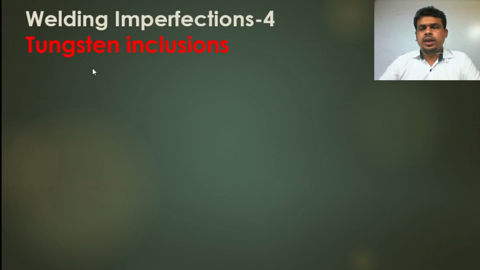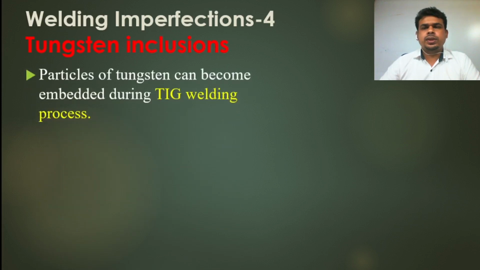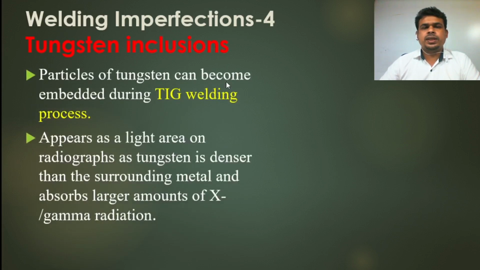So another one is the tungsten inclusion. This is another important thing. Particles of tungsten can become embedded during the TIG welding process. Keep in mind that tungsten inclusion can only happen in the TIG welding process.